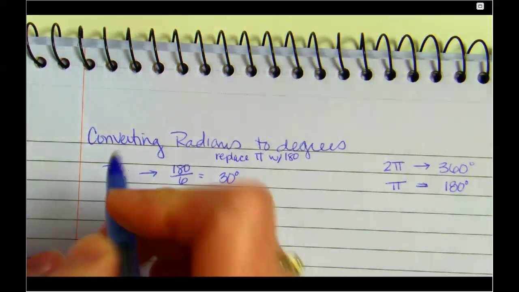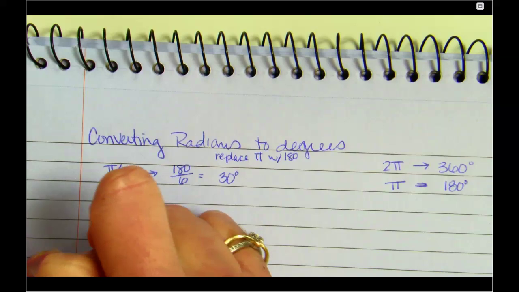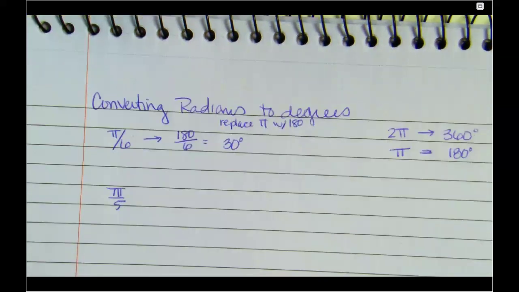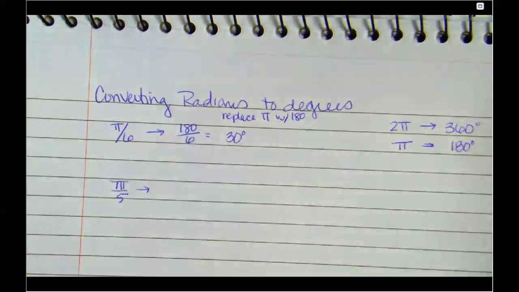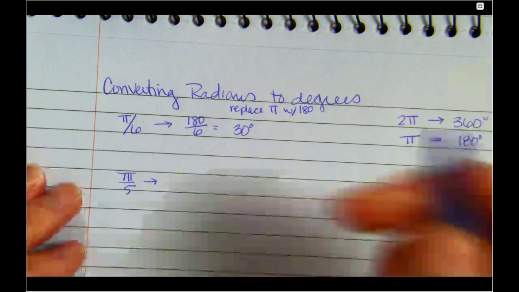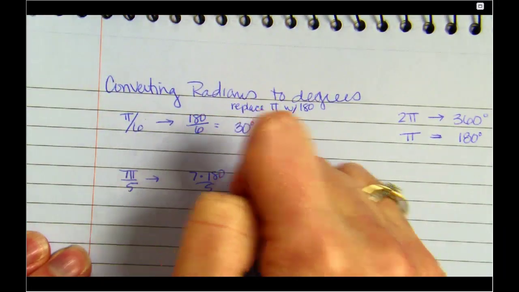So let's say we have 7 pi over 5, also how you would write radians. Okay, that's a fraction, no decimals, so it's not 1.4 pi, it's 7 pi over 5. So how many degrees is that? Yeah, 252. So you do 7 times 180 and you divide by 5.